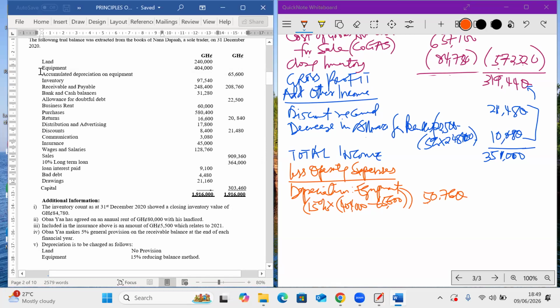What's the next one? Have we dealt with accumulated depreciation? Yes. Have we dealt with inventory? Yes. It's not coming back. If you've dealt with it, it's not coming back. Also, we are not going to record the 240,000 in the P&L because land is an asset. Asset doesn't come in here. Now, watch here.